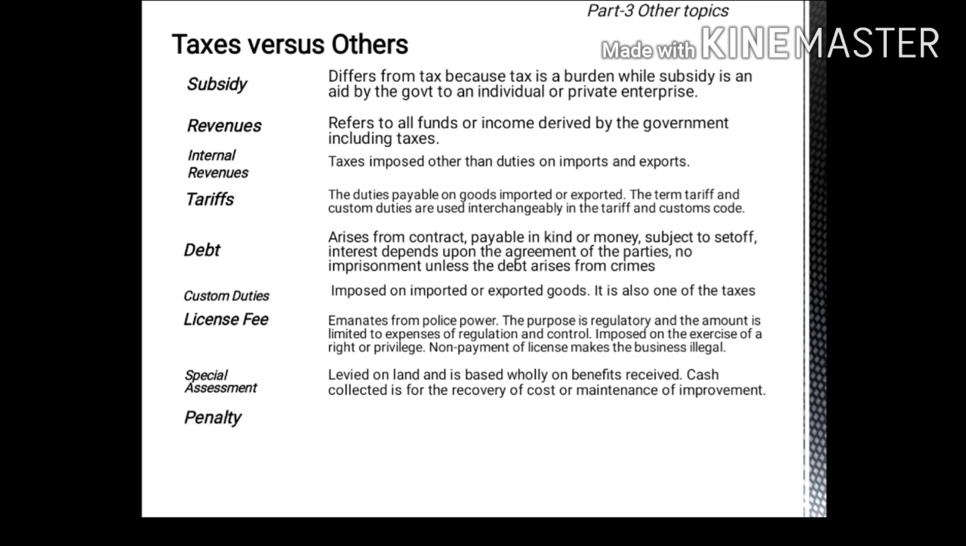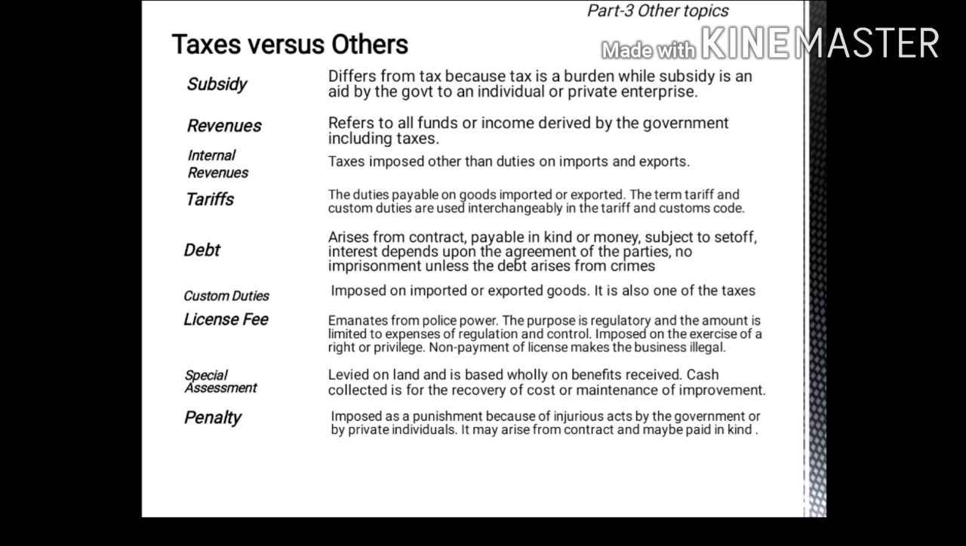Penalty. Of course, taxes are different from penalty. A penalty is a punishment because of an injurious act by the government or by private individuals. So, this penalty is a punishment. Taxes are not a punishment. They come from sovereignty. And then, taxation can only be imposed by the government. But a penalty can be imposed by the government or private individuals.